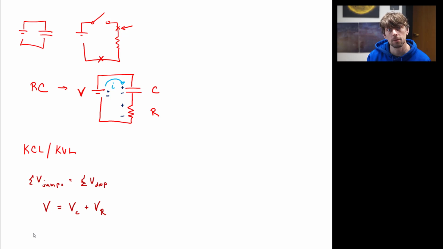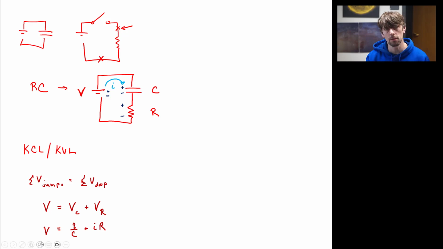Now we'll go ahead and substitute in our expressions for the potential drop across each of these circuit elements. And we get that the potential of the battery is the charge on the capacitor divided by the capacitance plus the current flowing through the resistor times the resistance R. Excuse me, I'll use a lowercase q here.